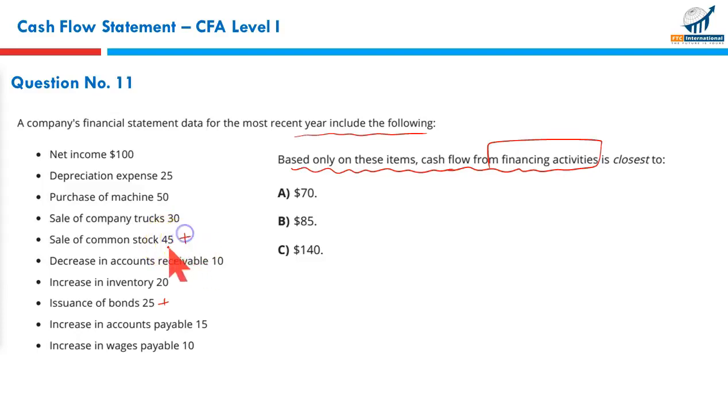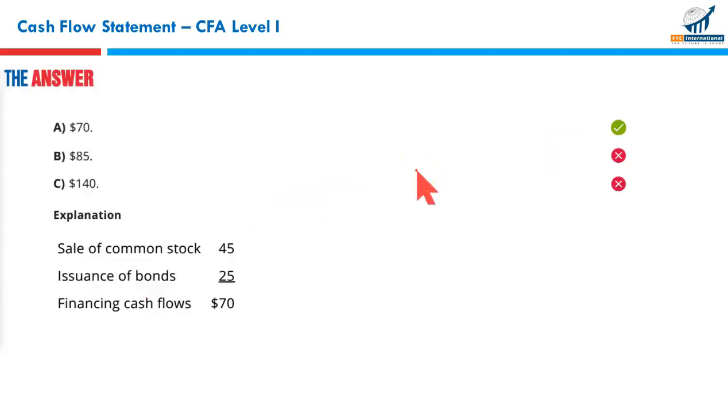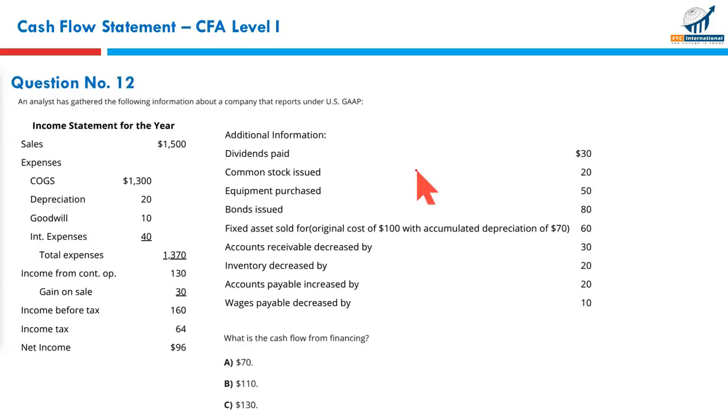Issue of common stock, issuance of bonds. These are the only financing transactions, and both of these are inflows, so that gives you 70 to be the correct option. 70 it is. Speed, gentlemen. Speed and accuracy. Read the information carefully, extract the information, plug in the numbers in the formulas and arrangements, and get your answer.